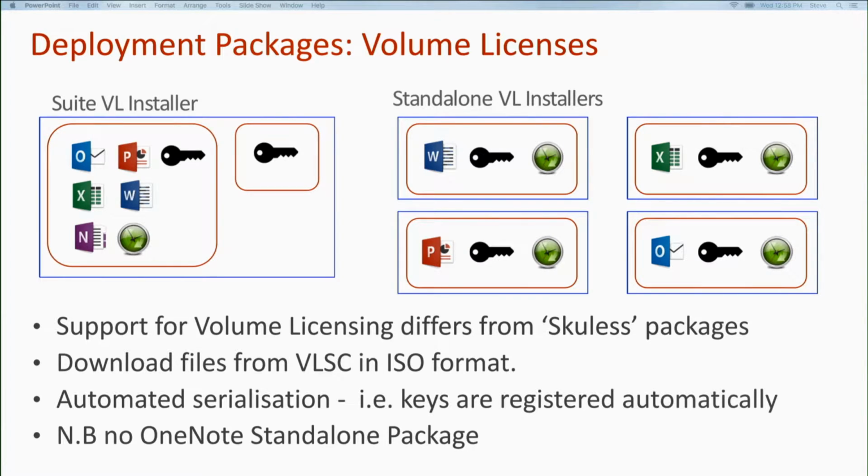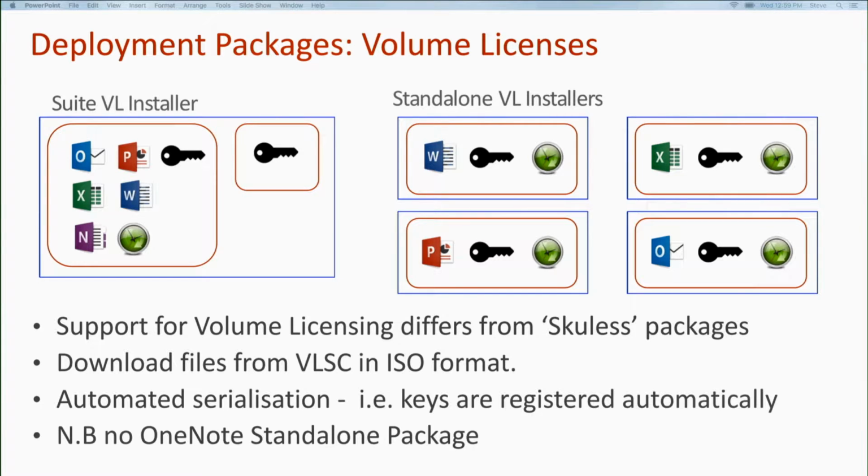Now, as you can see, there's a few notable changes on the slide, but ultimately the Suite installer is very, very similar. We have the same 5 applications, again, with potentially Skype for Business moving into there. I'm not 100% sure on that, but I'm sure they'll tell me at some point. And then the standalone installers for those applications. You may note that there's no OneNote standalone package, so the only way to deploy OneNote from the Volume Licensing Center is to actually download and deploy the Suite.